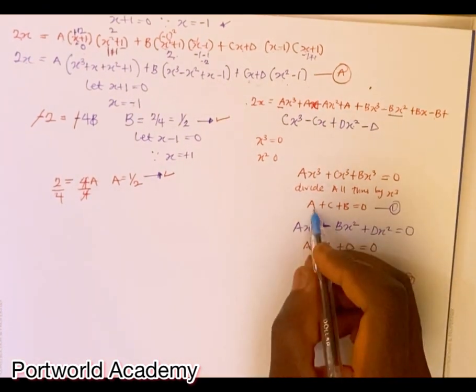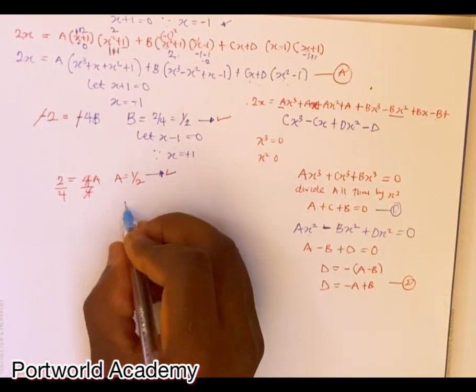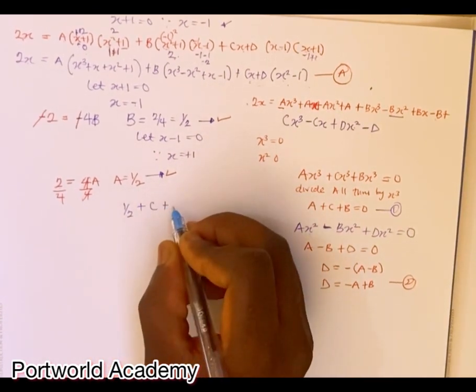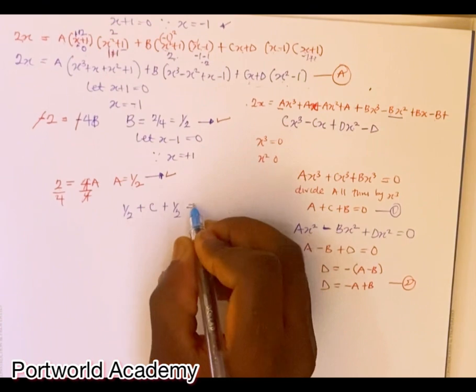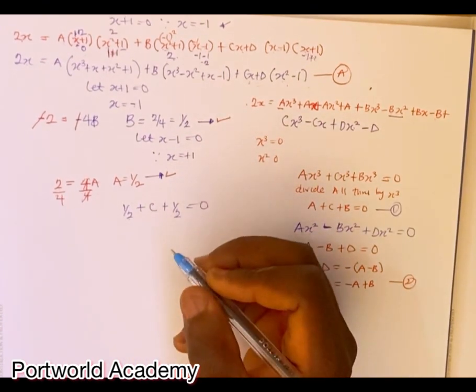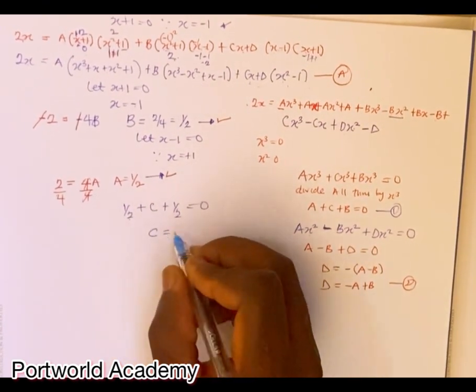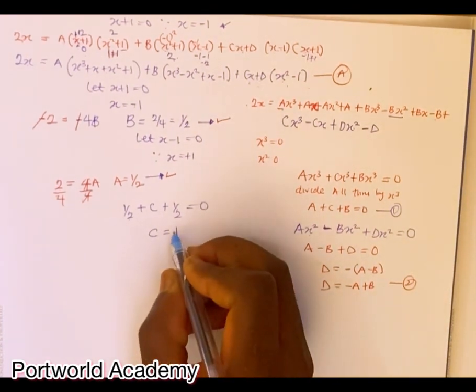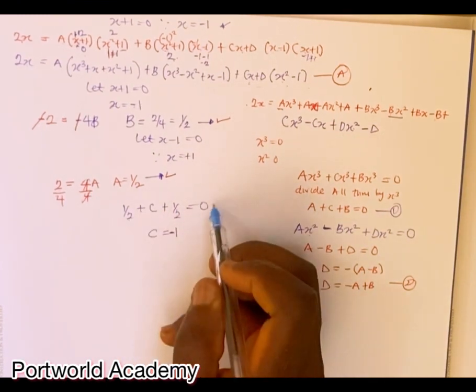So looking at this, my a is 1 over 2. That means I'm having 1 over 2 plus c, which is unknown, then plus my b, which is 1 over 2, equals 0. 1 over 2 plus 1 over 2, I think that's 1. So my c in this case is 1. Is it 1? Not just ordinary 1, it is minus 1, because by the time I collect like terms here, that's minus 1.